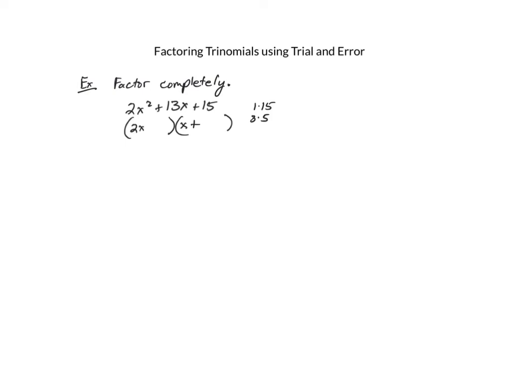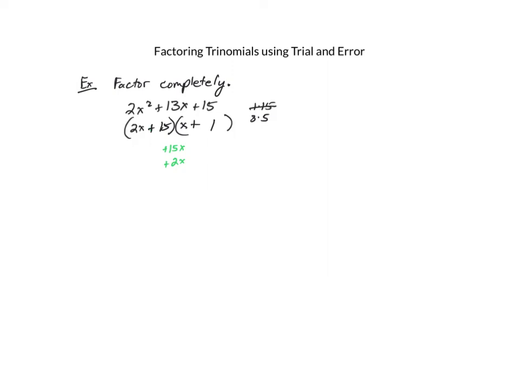And let's try the next one. The next thing I will do is switch the 1 and 15 and make it 15 and 1. On the outside, I get a 2x. On the inside, I have a 15x. Ooh, that looks almost right. But remember, they are both positive, so they don't add up to 13. So in fact, we see that 1 and 15 did not work.